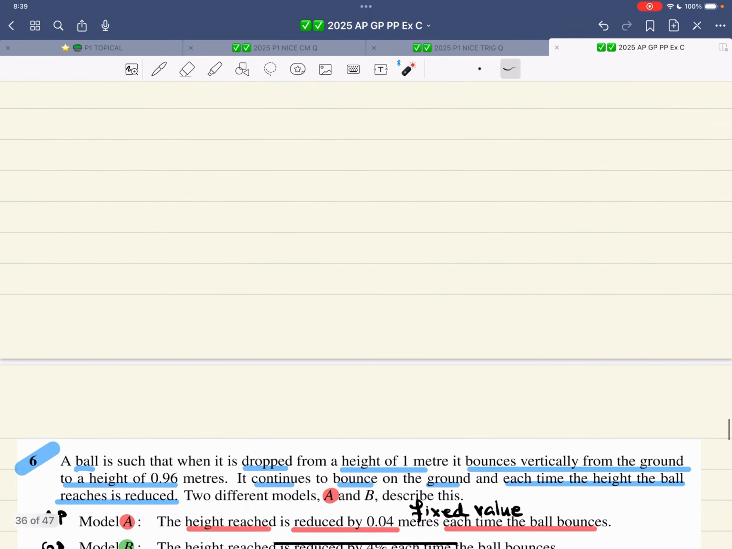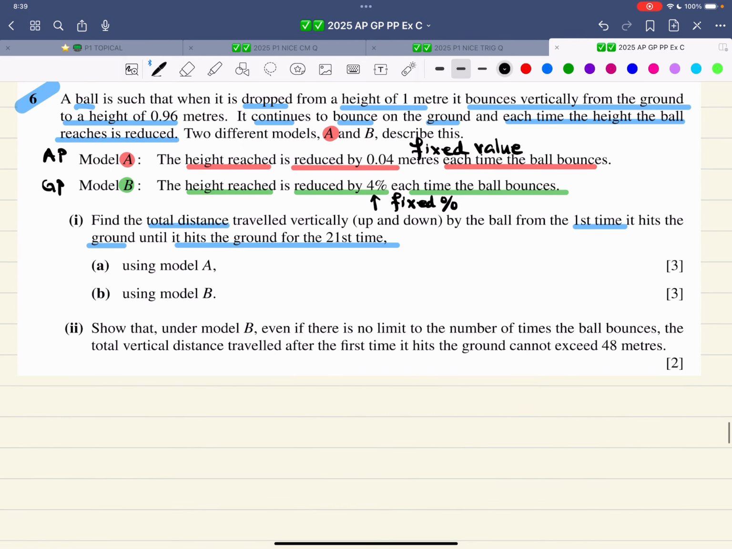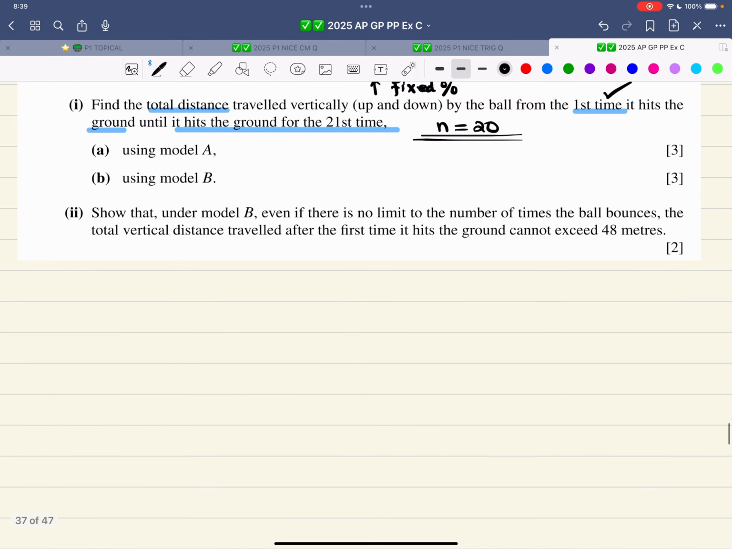Now apply that knowledge over here. Yes, it's a very tricky question. For the 21st time, the main thing is realizing n is equal to 20. It is from the first time it hits the ground. So now all we have to do is this.